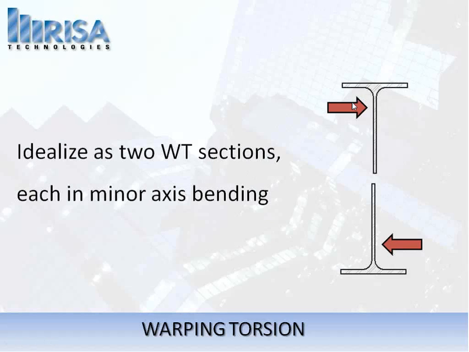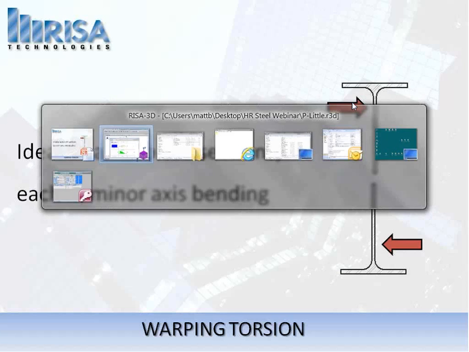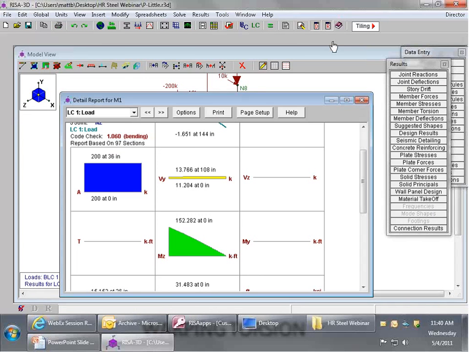And this is a good approximation of what's happening in a much more complex way by using the Design Guide 9 warping torsion calculations for members. Now, if I come into the program, how do we account for that?